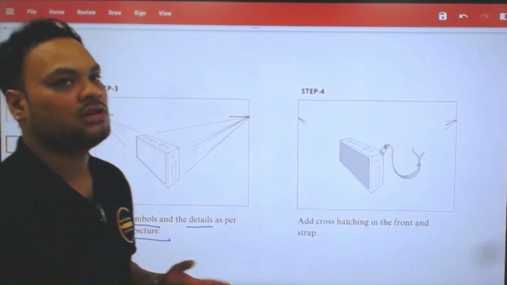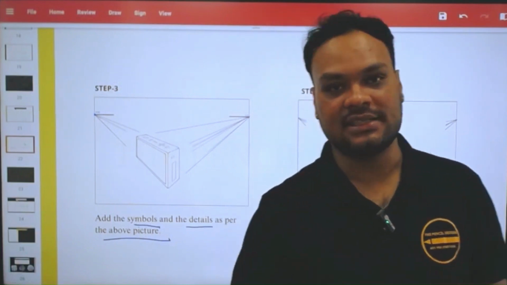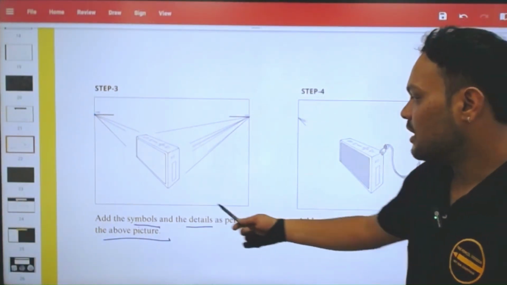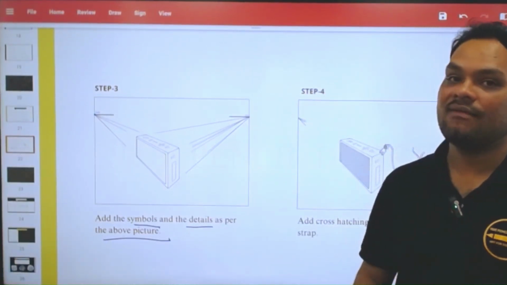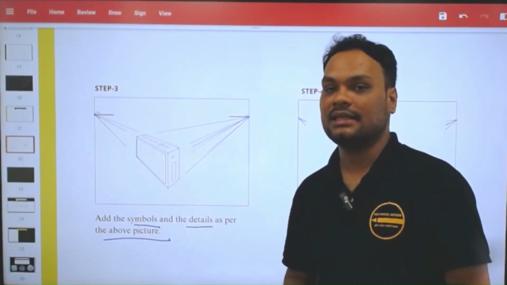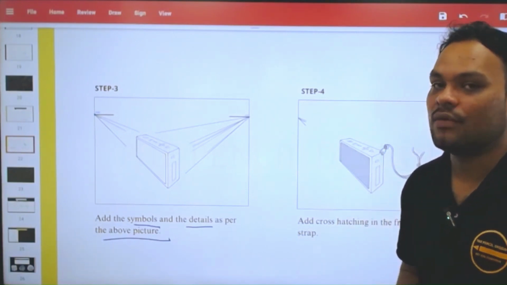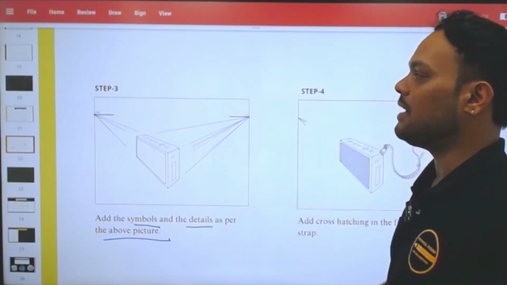If you guys know the type of lines which we discussed in the very first class of perspective drawing, 1-point perspective, you can understand easily. We have vertical lines, horizontal lines, diagonal lines, and curved lines, right? So we have 4 types of lines available. If you know the practical part, how to use them, you will be able to make almost everything without any problem. Now the step 4, that is to add cross hatching in the front and strap.